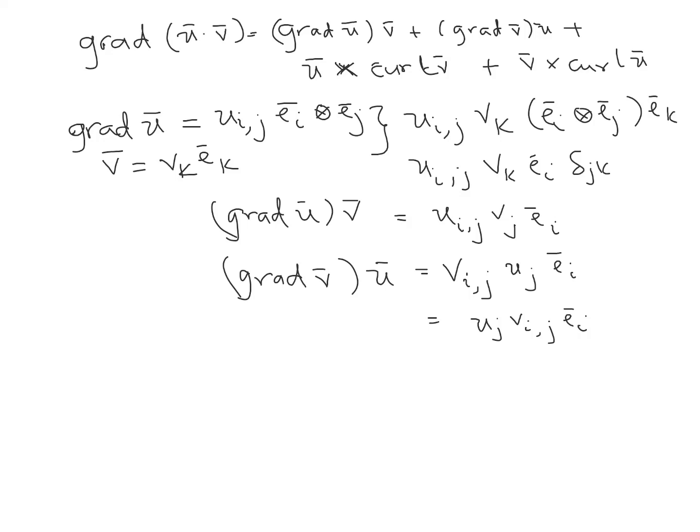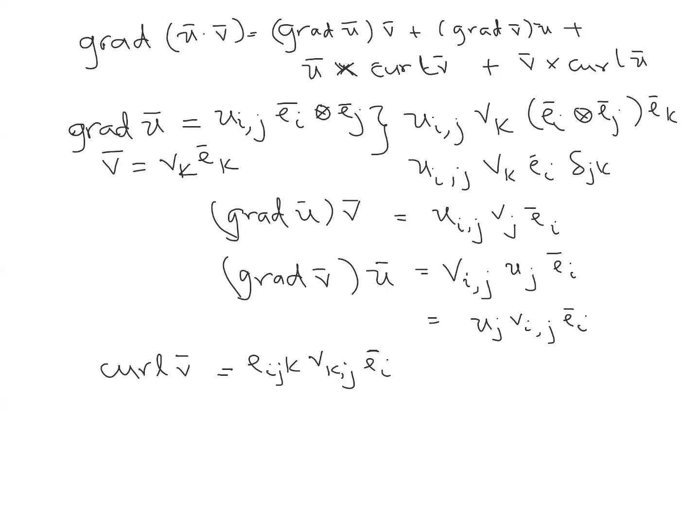So first of all, we must know how to write curl V. If you go to your notes, there's a part of the note that tells you how to write a curl. I think it's curl V we want to write, not curl U. So everyone must be able to know that writing curl V is e_ijk, the alternating symbol, V_k,j e_i. So just look at the pattern.